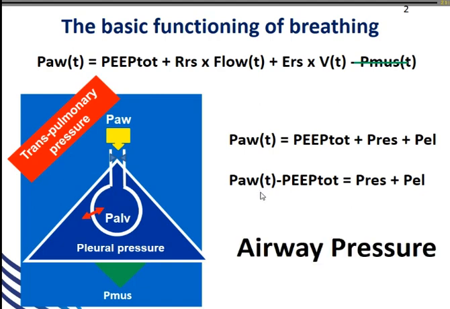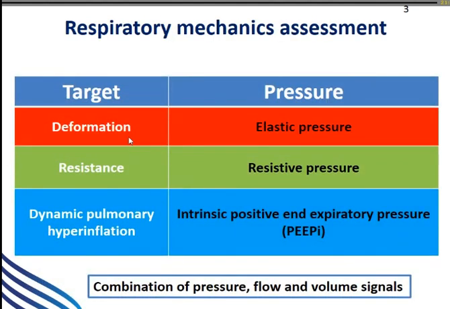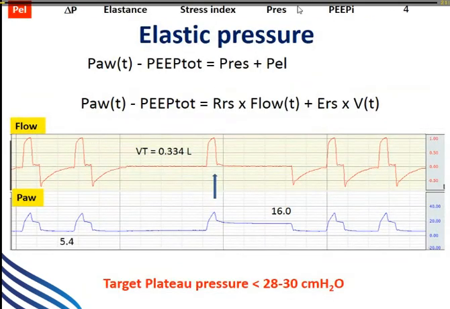And my talk also will be focused on the airway pressure and will not be dealing with the transpulmonary pressure. So I selected three targets to illustrate with the corresponding pressures: the deformation, and we are going to look at the elastic pressure; the resistance, and we are going to look at the resistive pressure; and the dynamic pulmonary hyperinflation, looking at the measurement of intrinsic PEEP or PEEPi. And I would like to conclude with an example of a combination of the three basic signals: the pressure, the flow, and the volume. So let's start with the elastic pressure, which is not totally logical because it is not the first pressure in terms of chronology, but for reason of simplicity, I started with the elastic pressure.